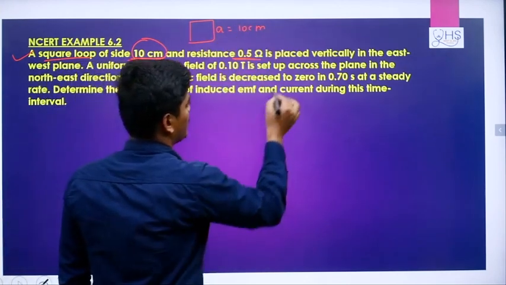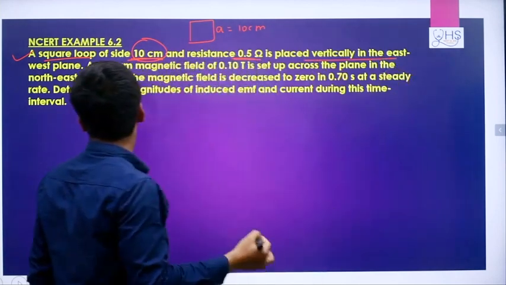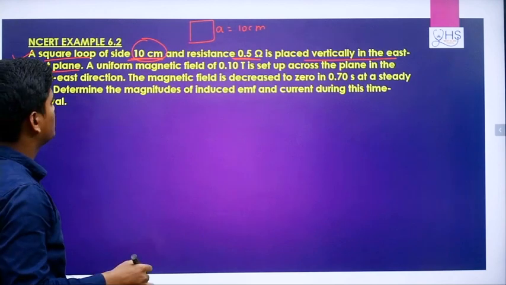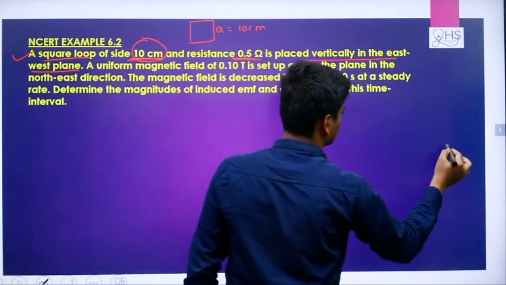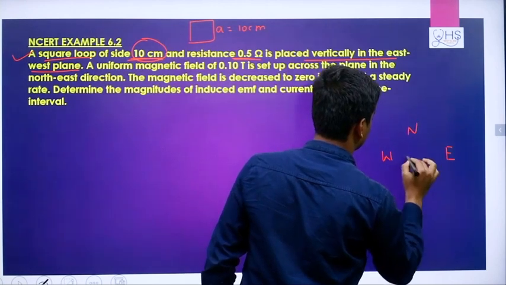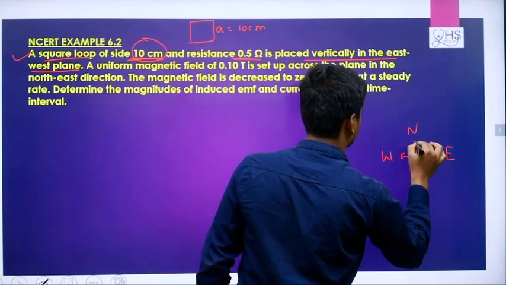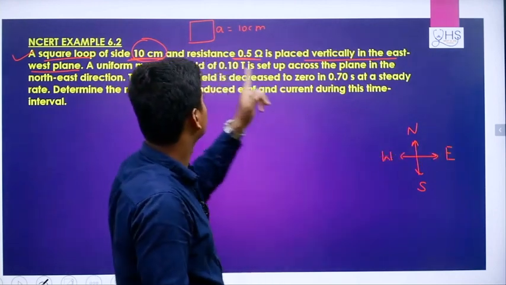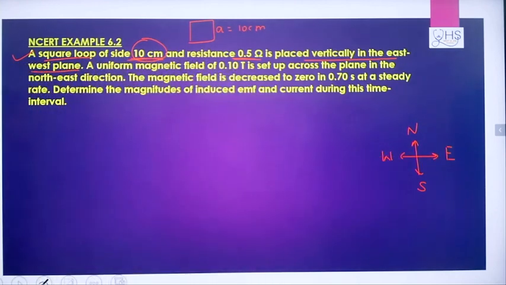Placed vertically in the east-west plane. So you know the directions. This is east, this is west, this is north, this is south. So in the east to west direction, there is one plane, and in this plane your square area is there, side is 10 centimeter.